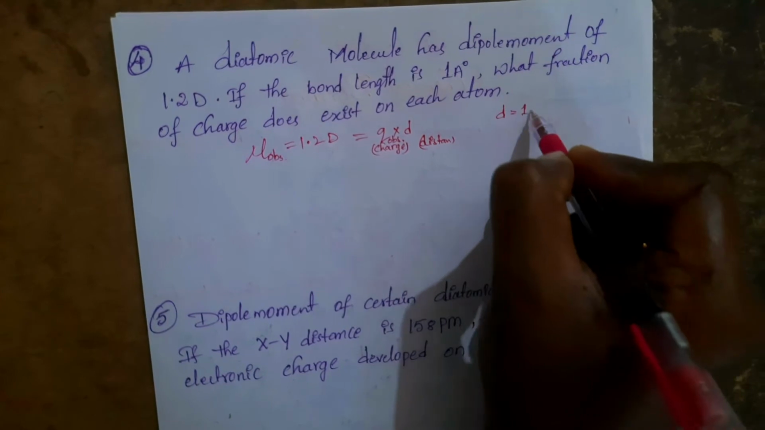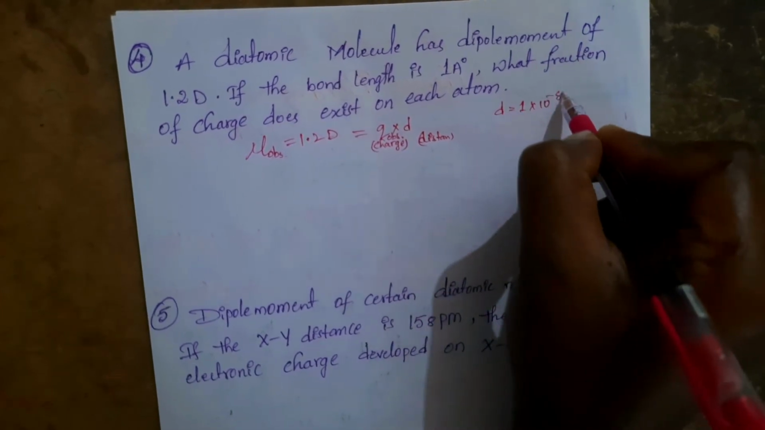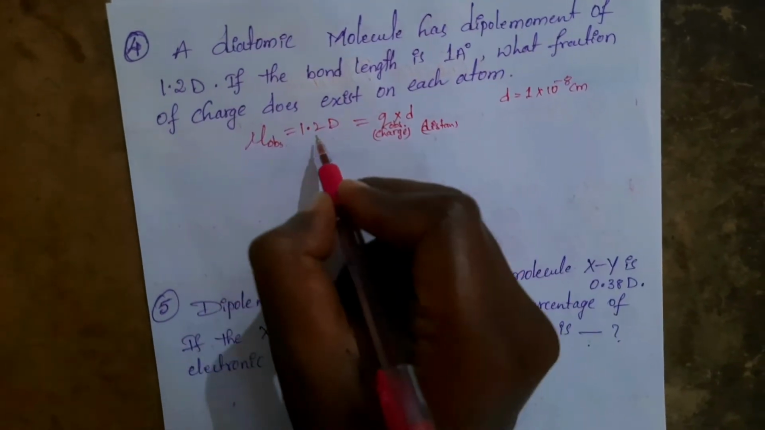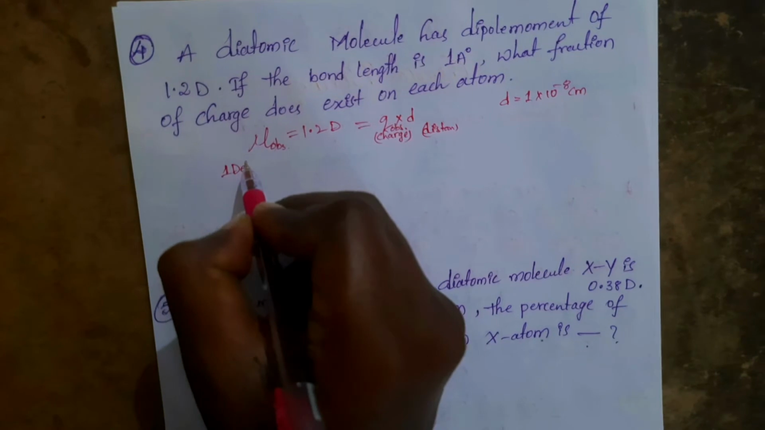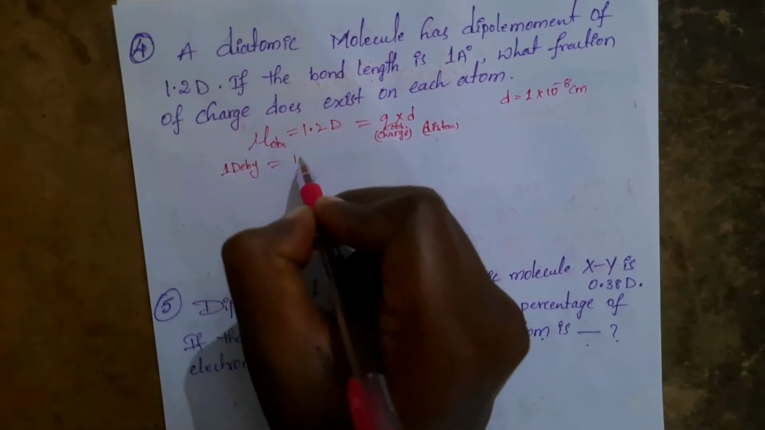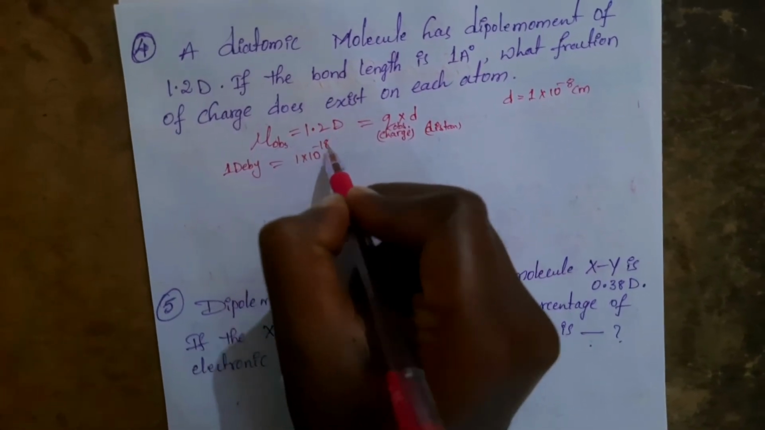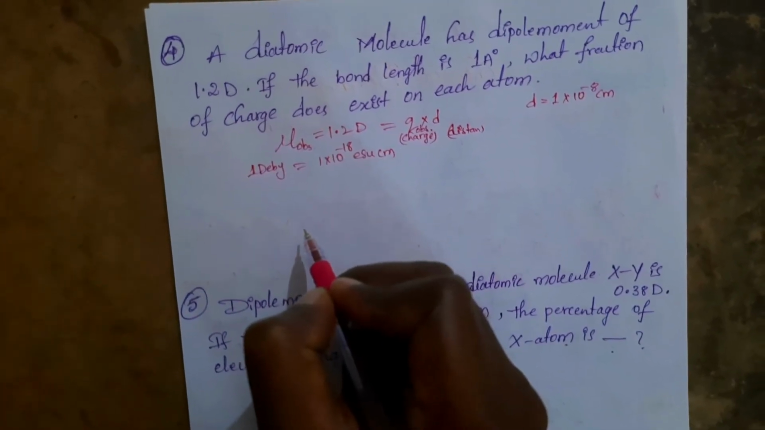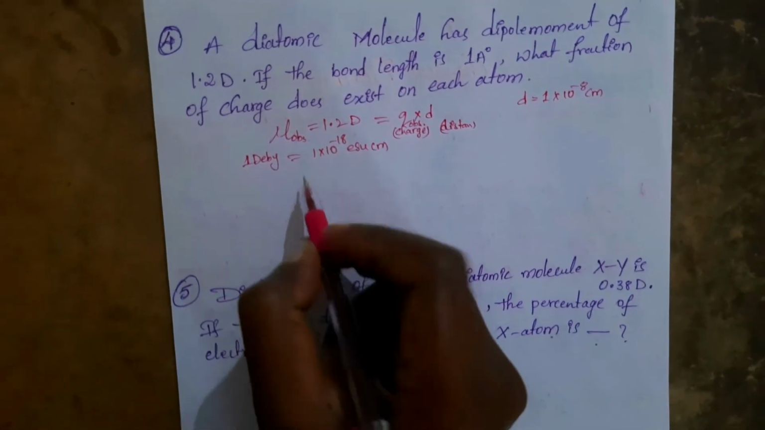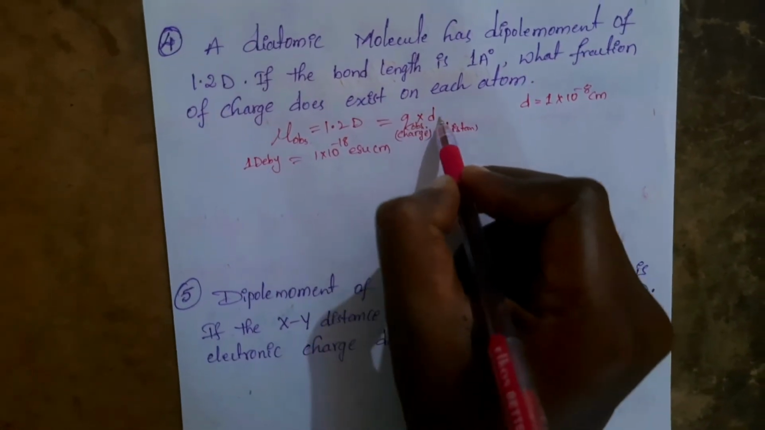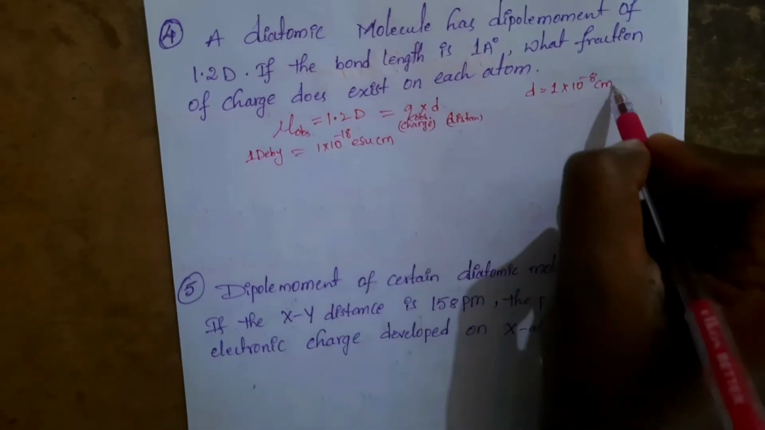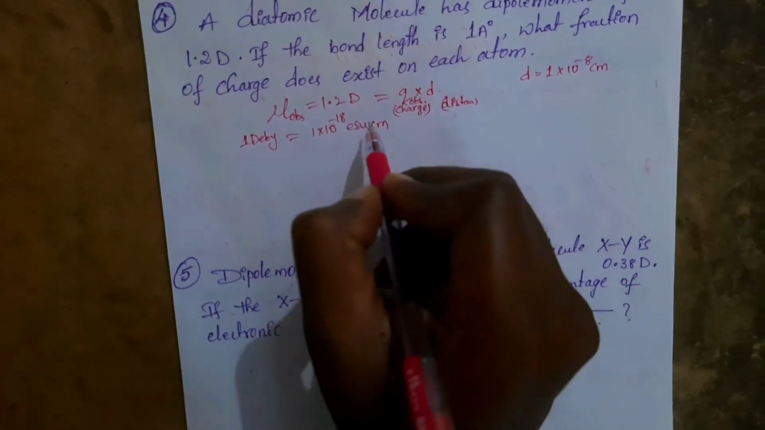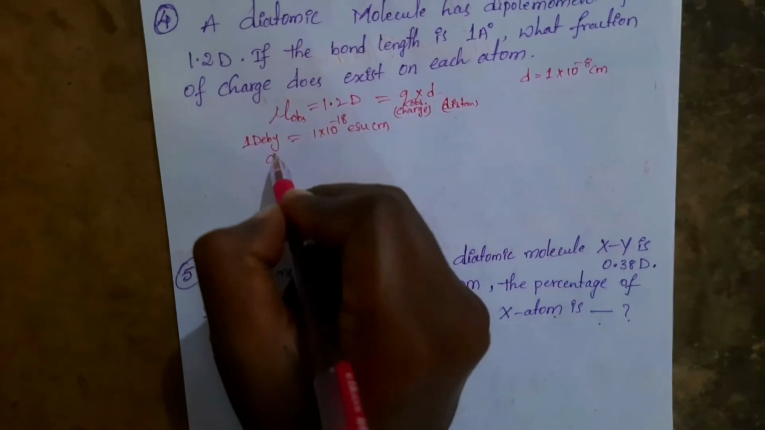d is equal to 1 angstrom, which is nothing but 1 into 10 power minus 8 centimeters, you can convert. Now 1 debye is equal to 1 into 10 power minus 18 ESU centimeters. Because the distance between the charged species we are taking in centimeters, the charge is also taken in electrostatic units. We'll get the observed charge.